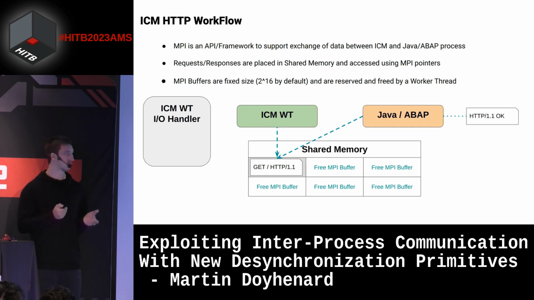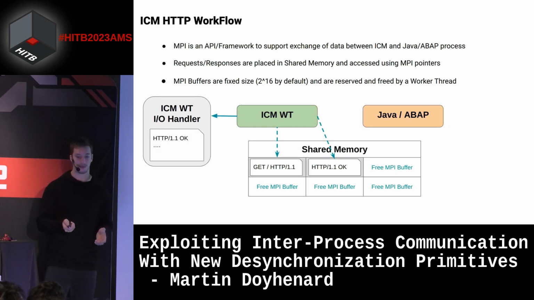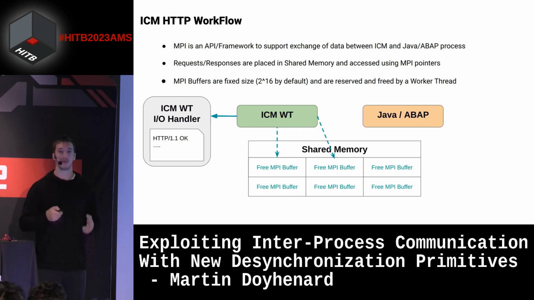The Java or ABAP process will generate the response. It will also reserve a new MPI buffer. It will store the response there, send the MPI pointer, and now the worker thread is ready to send and forward the response back to the client. Then the MPI buffers are freed so that other worker threads can use it, or other worker processes. And the references are cleared from the worker thread.